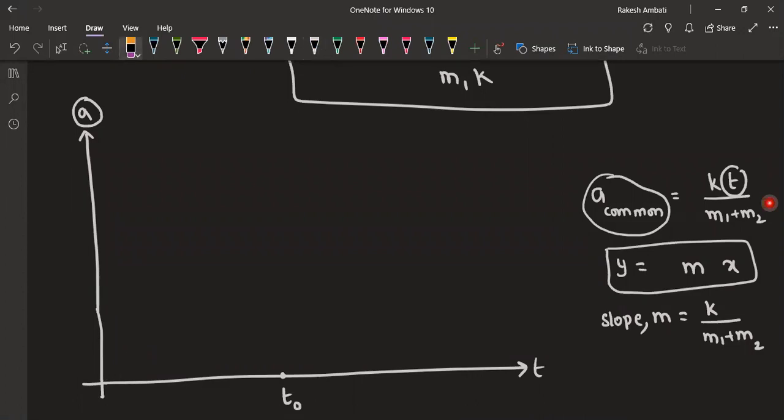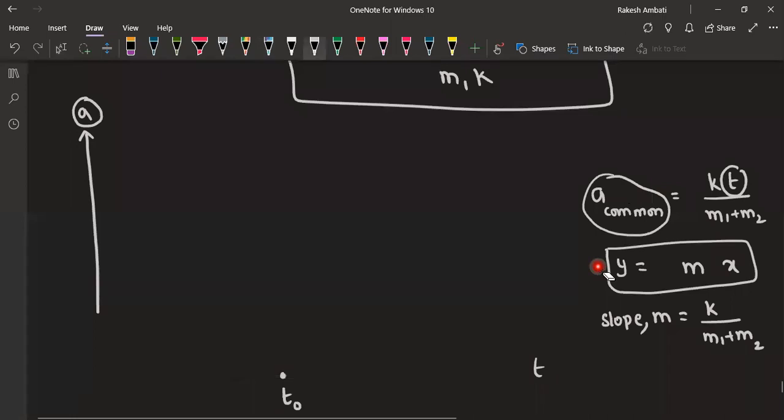So up to t0 time, they are moving together with a common acceleration kt upon m1 plus m2, with acceleration on the y-axis and time on the x-axis. It is in the form of y equal to mx, so the nature of the graph is a straight line passing through the origin, because the y-intercept is 0. Correct.